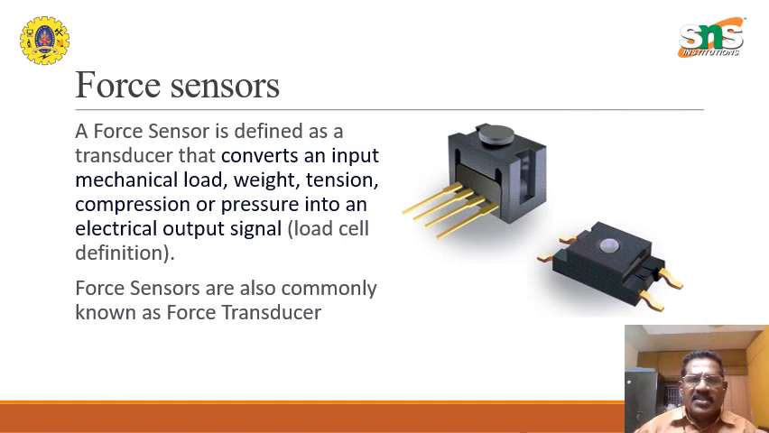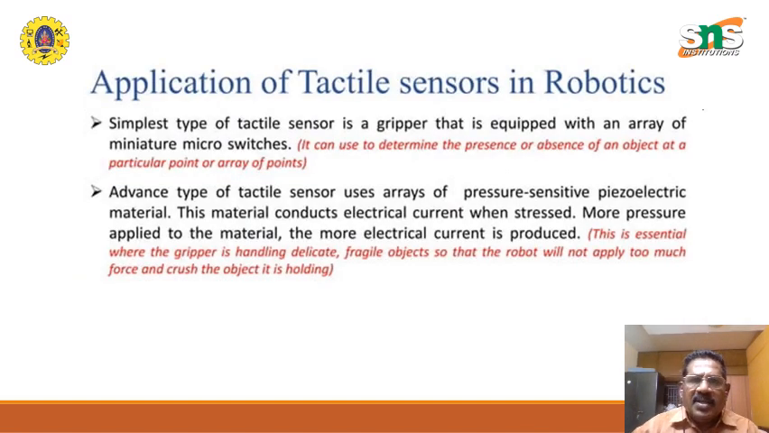Okay, force sensors. A force sensor is defined as a transducer that converts an input mechanical load, weight, tension, compression, and/or pressure into an electrical output signal, and it is also known as a force transducer. Now, the application of tactile sensors in robotics: the simplest type of tactile sensor is more of a gripping one, and the advanced one is to understand how much pressure is required to hold delicate objects. This is what we saw in our previous lecture.